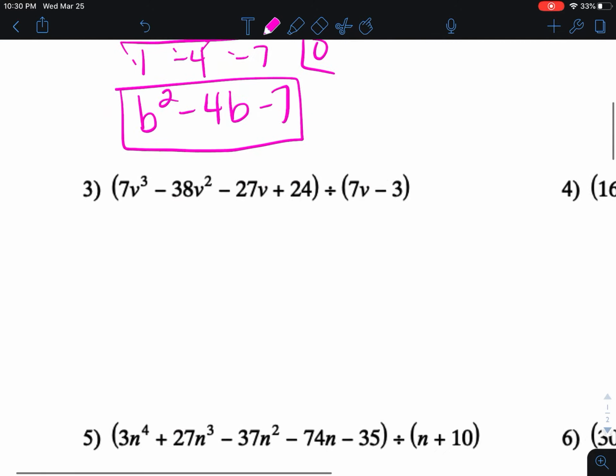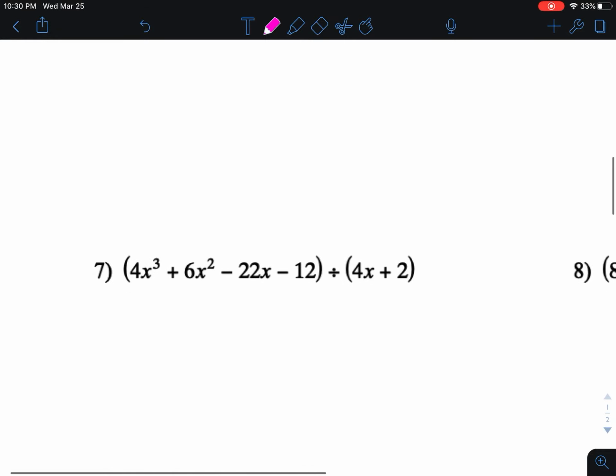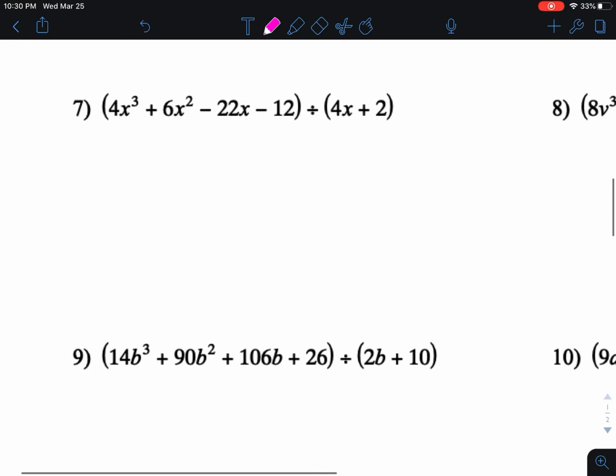All right, let's do another one. We're going to jump down to number 7. I want to do number 7 with you guys. All right, so notice that we have a number in front of our x here, so we need to divide everything by 4. So we're going to divide everything by 4.